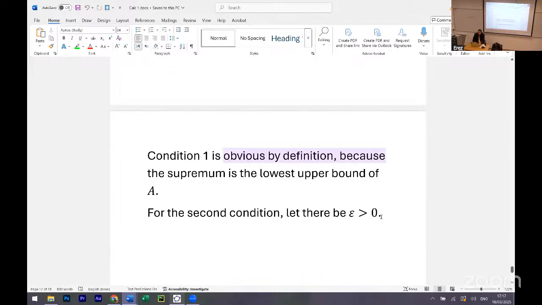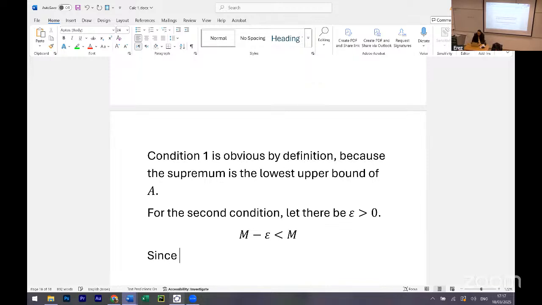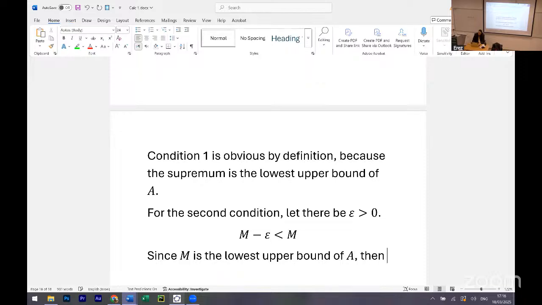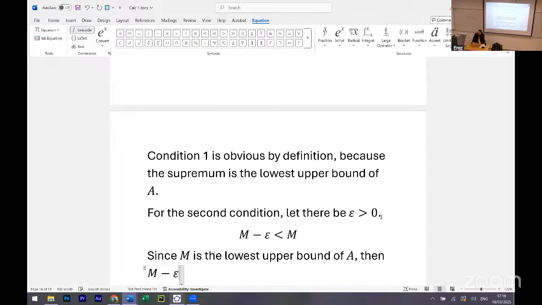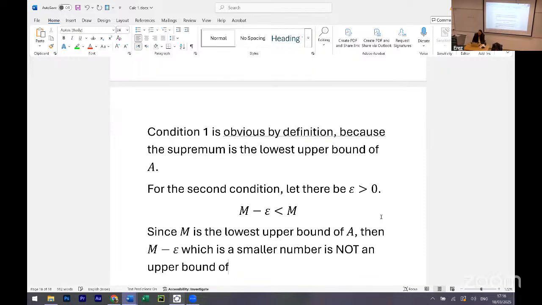And why is it true? If epsilon is positive, then obviously M minus epsilon is smaller than M. Do you agree about this claim? Yeah. Since M is the lowest upper bound of A, then M minus epsilon, which is a smaller number, is not an upper bound of A.